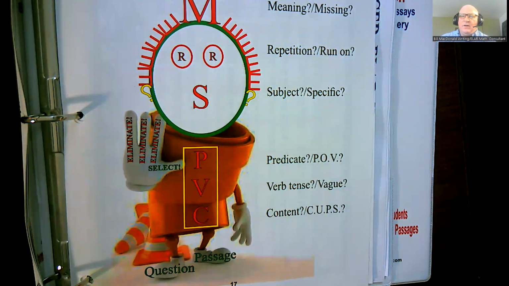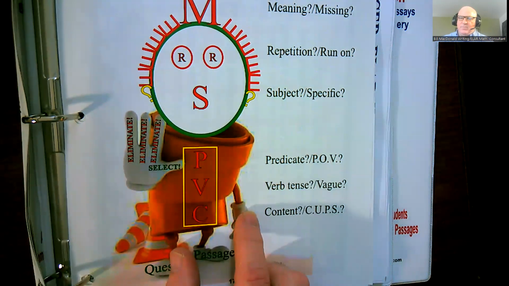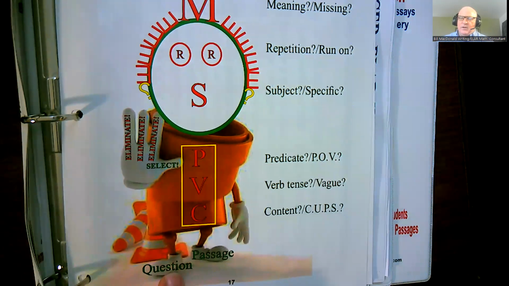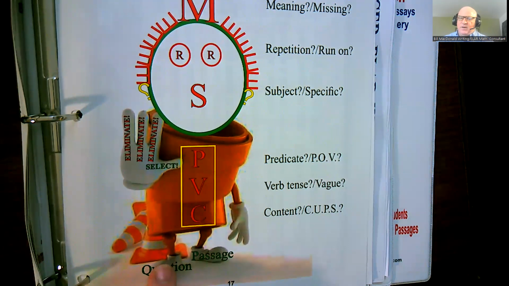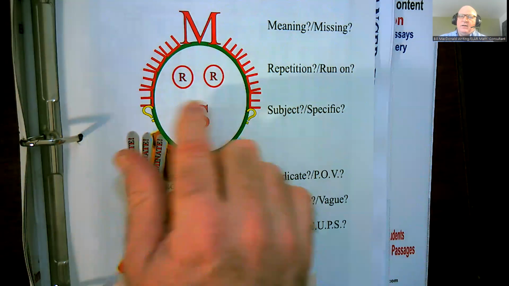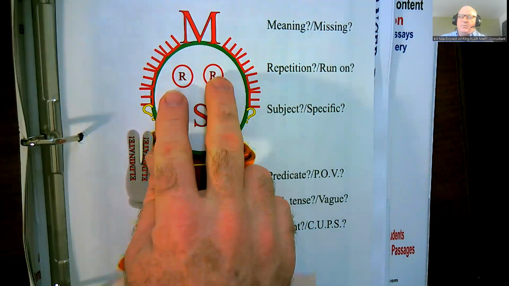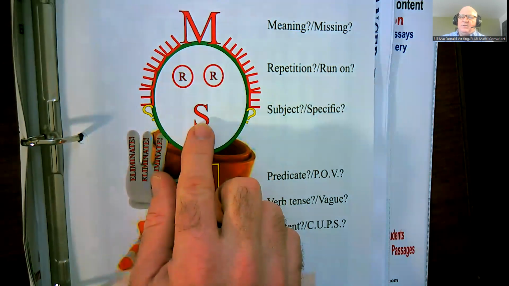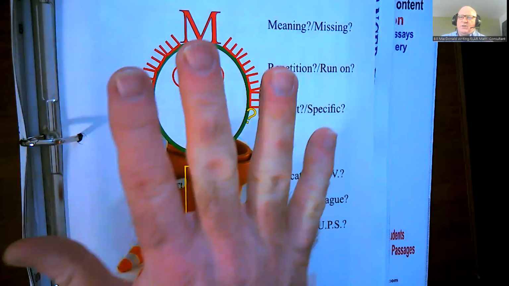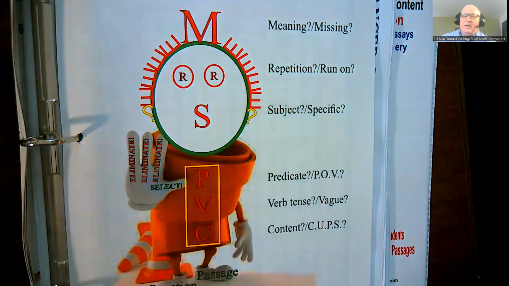So there you have it, Mrs. PVC. And so if your kids would just draw a cylinder PVC pipe for the body, they can write the little feet with question and passage. They could draw a head that has some elimination hair, the two R's for repetition and run-on, the S for the subject, but the gist, you get it. These are all the reasons why you would eliminate in editing and revising.